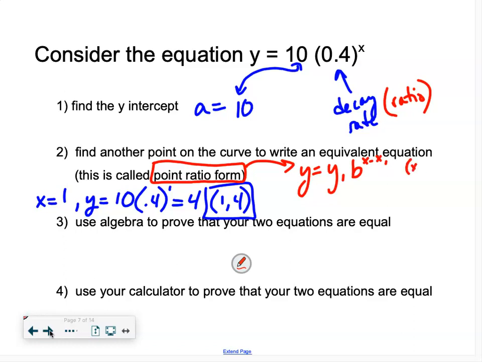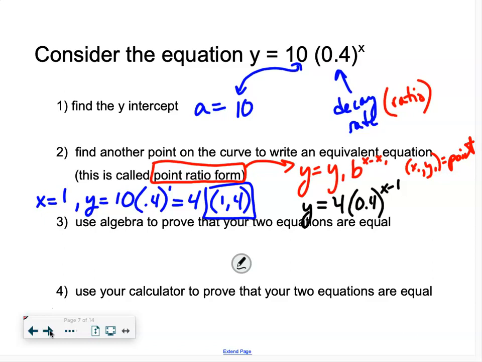So x1, y1 is any point on the graph. So an equivalent equation would be y equals the y value, which is 4, times our ratio, which is 0.4, raised to the x minus the x value of the point, which is 1. And there's an equivalent equation. Use algebra to prove that your two equations are equal.